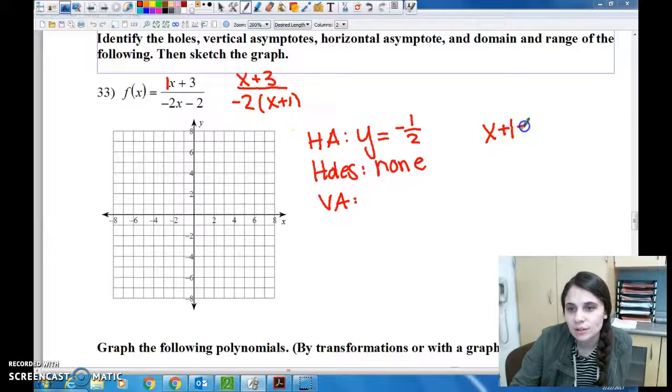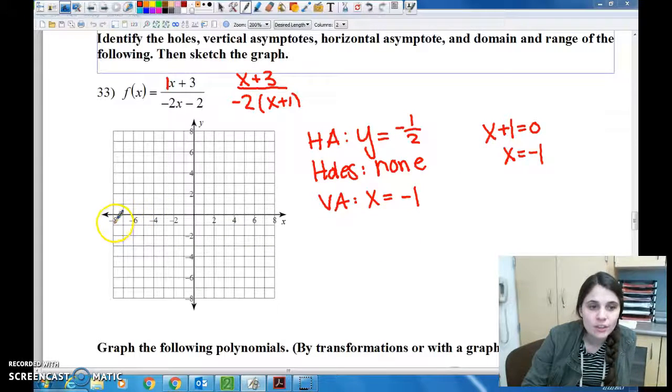So if I set that equal to 0, I subtract 1 from each side, then I have x equals -1 is a vertical asymptote. So I can go ahead and graph those. So I have a horizontal asymptote at -1/2 and a vertical asymptote at x equals -1.